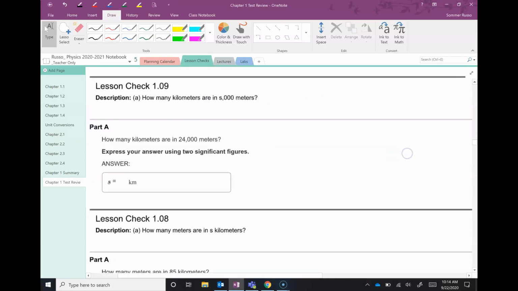Right. This is about converting between prefixes. So we are looking at kilometers to meter, or meters to kilometers. There are 1,000 meters in 1 kilometer, right? Because kilo by definition means times 10 to the third. So if we want to convert from meters to kilometers, we can do that using a number of different methods.